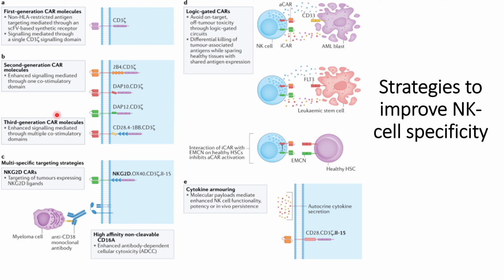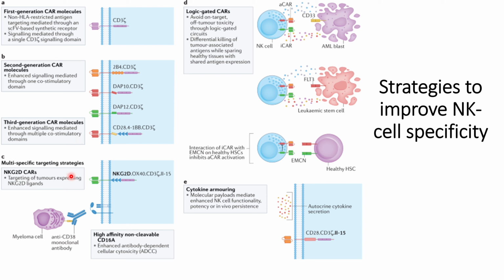In the third generation, they enhance the signal not just with one co-stimulatory domain but multiple co-stimulatory domains. For example, in this case they have used CD28, 41BB and CD3 zeta, three signaling domains to target the tumor cells. So this is the third generation CARs, and one of the disadvantages could be that it can also affect the neighboring healthy cells.